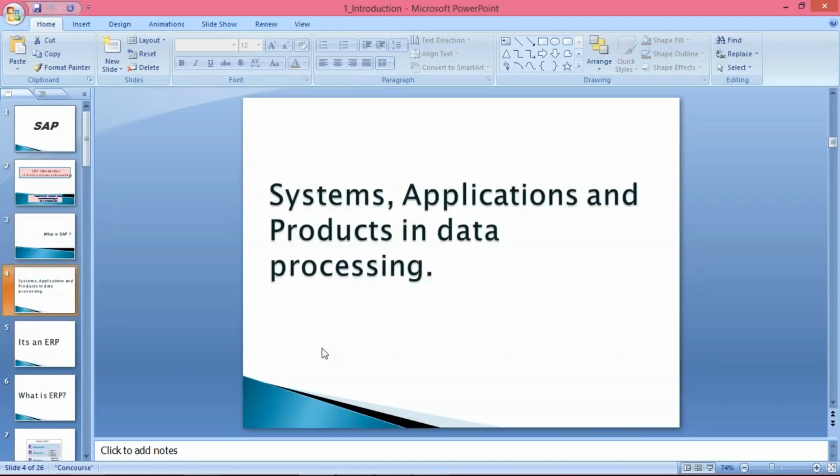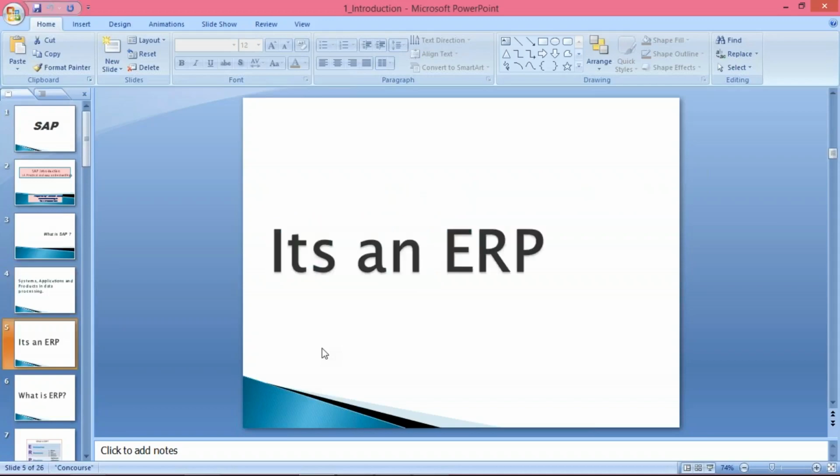So here the next slide says systems, applications and product in data processing. Now, this is not a perfect answer. Why? Because this is just the full form of SAP. So the question still remains. So here is the answer. SAP is nothing but an ERP.